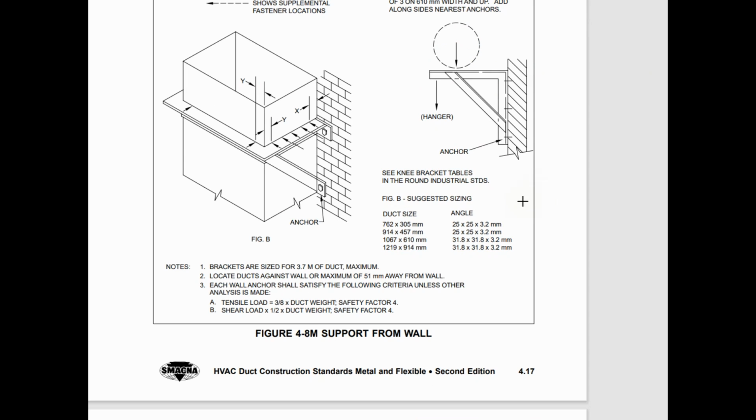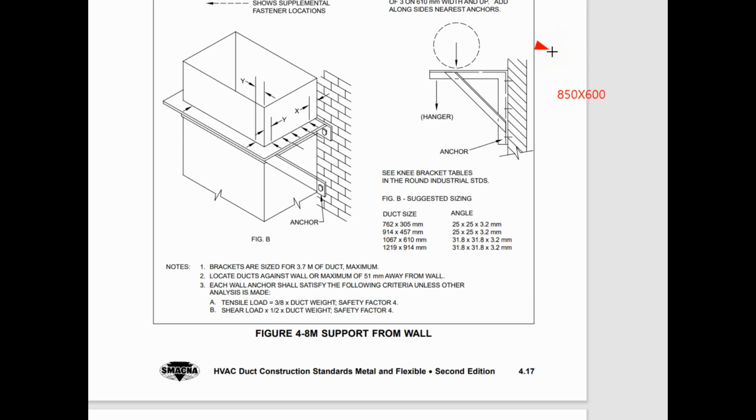And to select the angle size for duct cantilever support, you can use this table. For a duct size up to 900 millimeter, you can use an angle size 25 into 25 into 3.2 millimeter. And for a duct size up to 1200 millimeter, you can use an angle of size 31.8 into 30.18 into 3.2 millimeter. And for above duct size, you need to make a structural calculation.